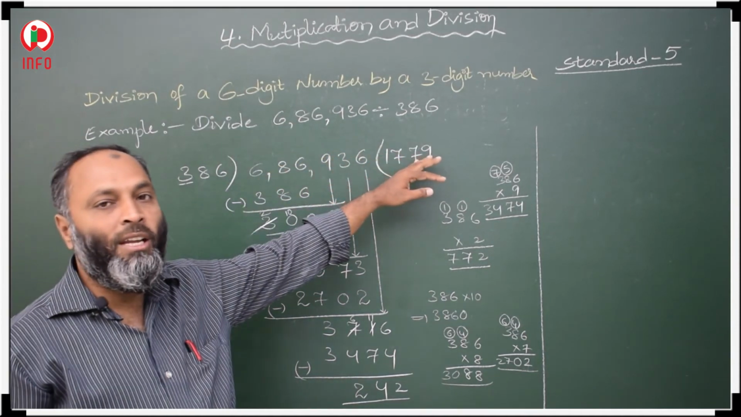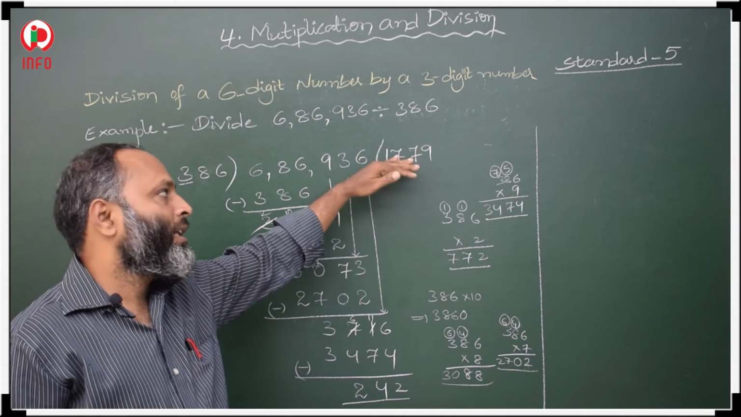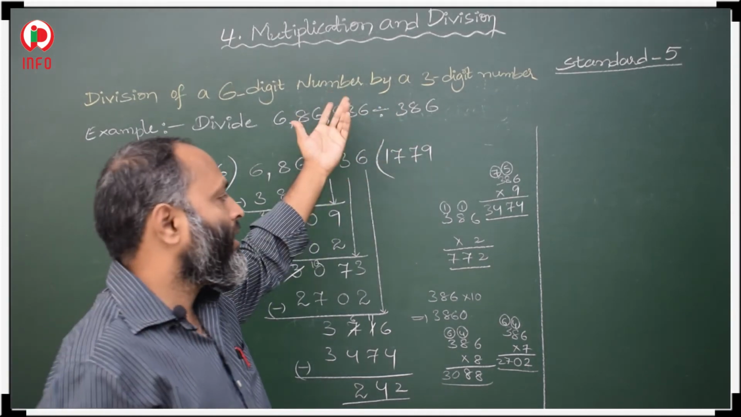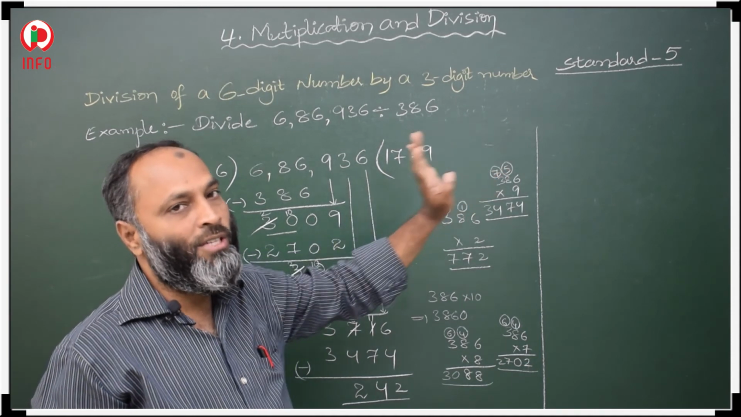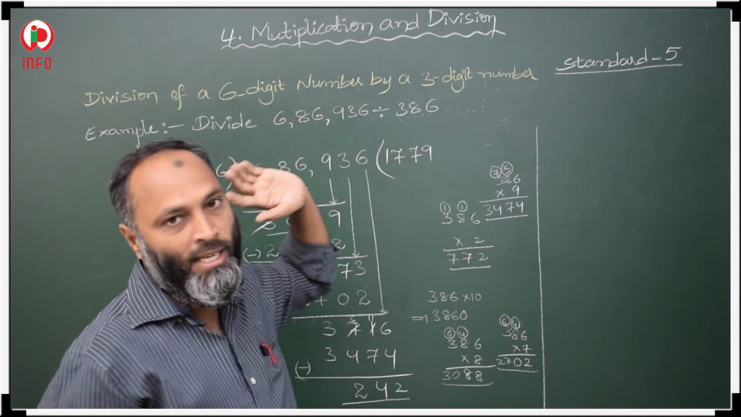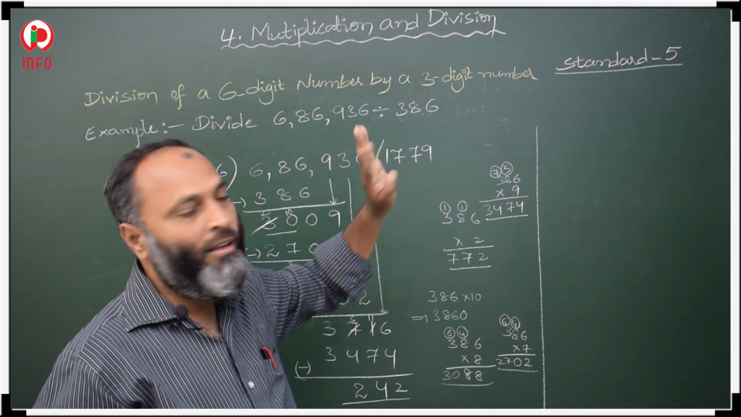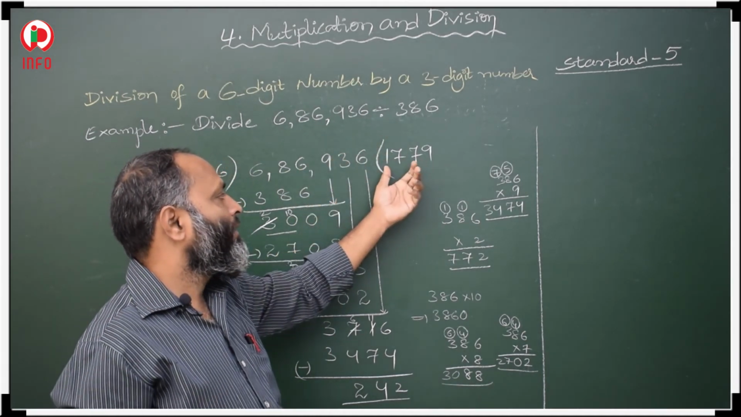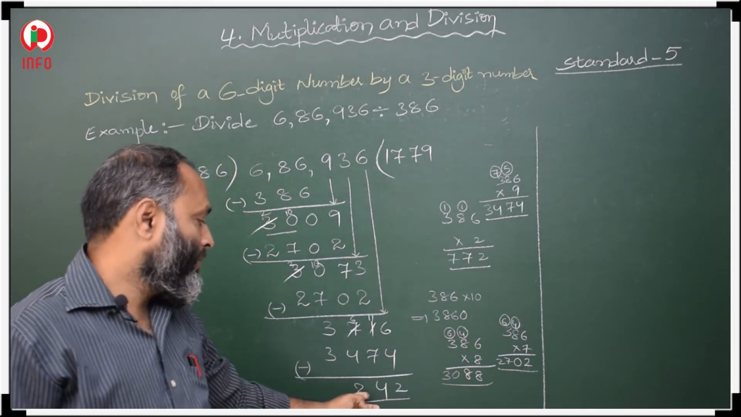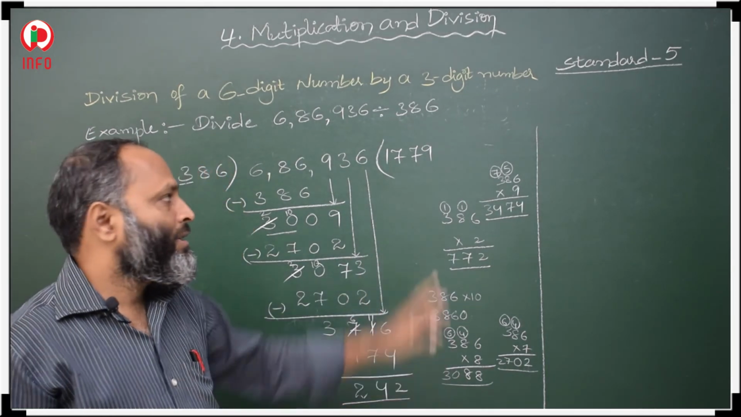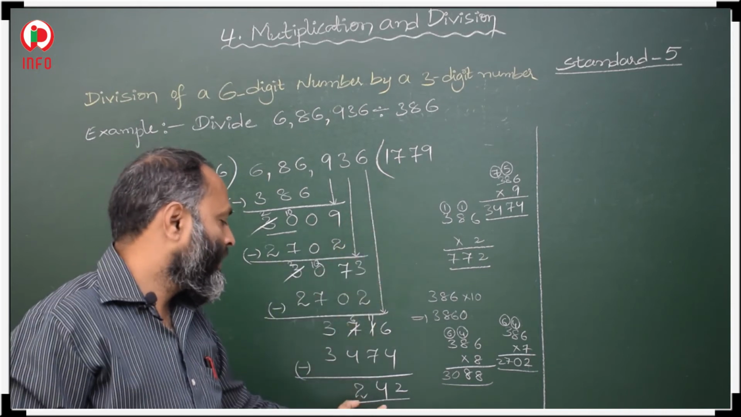If he asks for verification, it means check your answer. So that means you have to check. Dividend is equal to divisor into quotient plus remainder. In that way you have to check. But here he is only asking to divide. Divide means you have to divide. So what is the quotient here? 1779 is your quotient. What is your remainder? 242 is your remainder. So this is your quotient and this is your remainder.